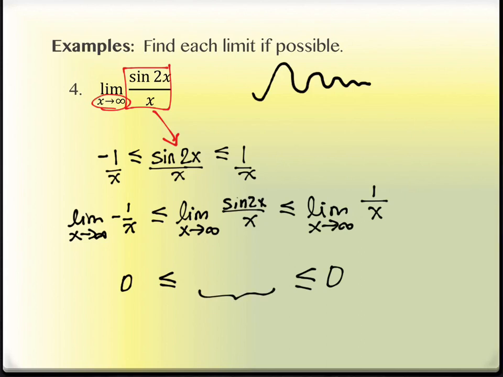So all this right here means that the limit as x approaches infinity of sine of 2x over x is also 0, and that is called the squeeze theorem. The squeeze theorem says that if I can sandwich it, or squeeze it between 2 values that are exactly the same, then obviously it has to be the same value in the middle too. Any questions on that?